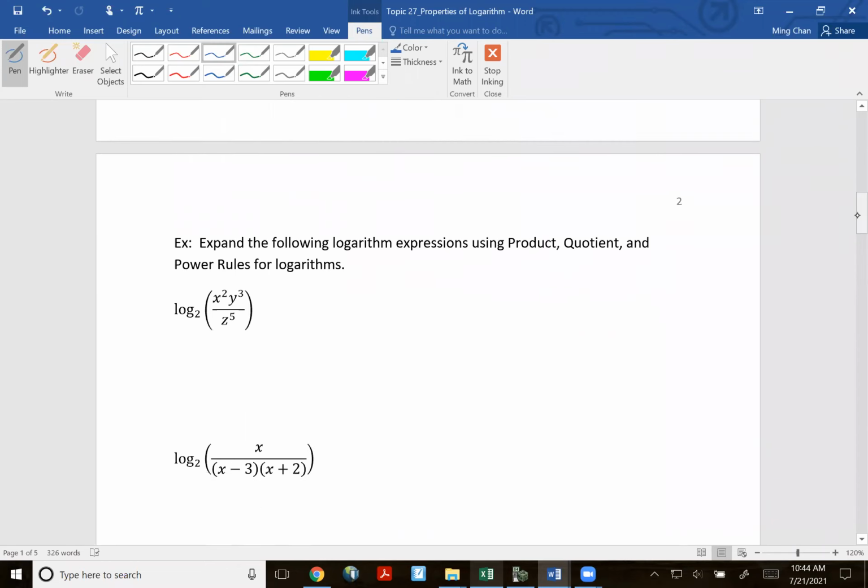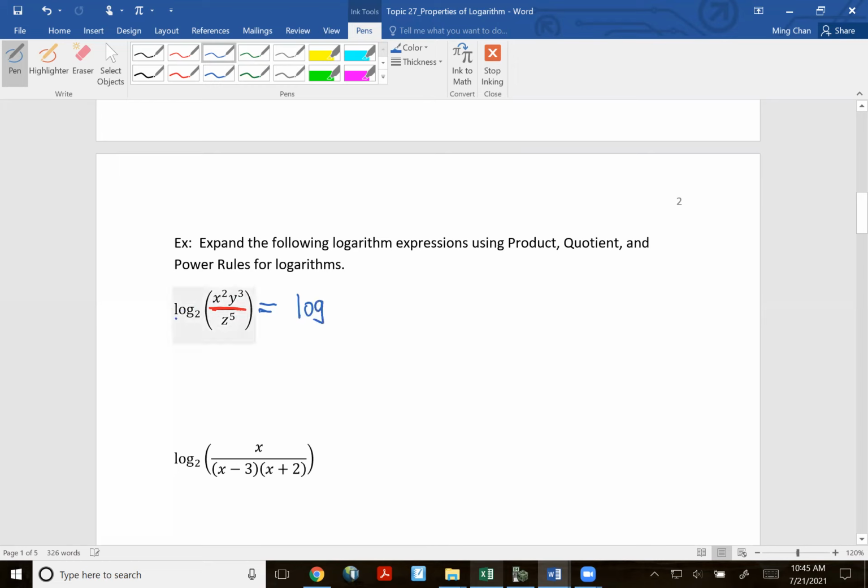All right, so expand the following logarithm expression using a combination of the three rules. So which one do I apply first? Well, normally a problem that looks like this, you probably do the quotient rule first, okay? Because the x squared y to the third goes together on the top, right? So you have to separate your top from the bottom. So if I want to expand this, I need to see, okay, here is a division that will give me a subtraction.